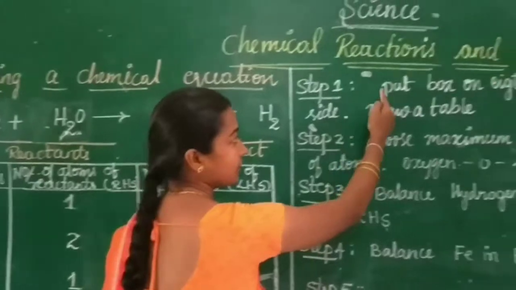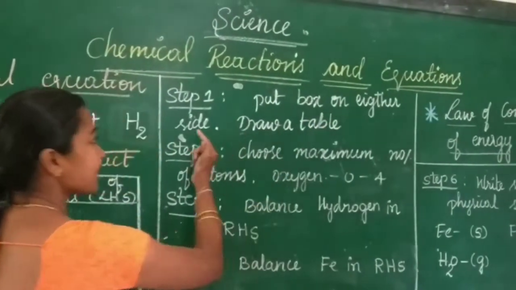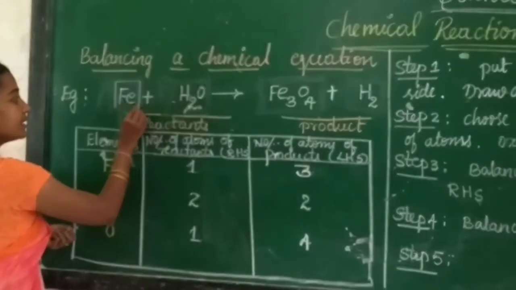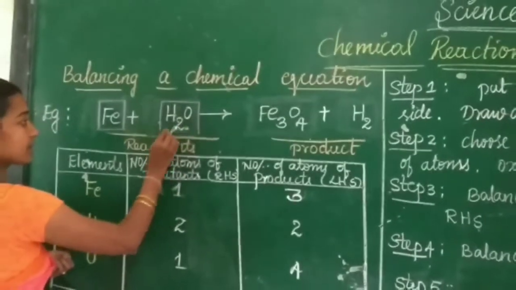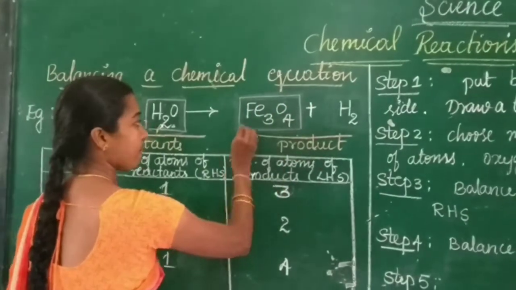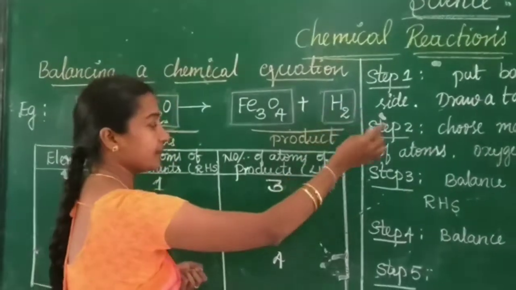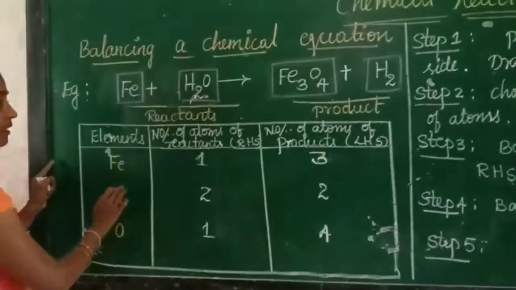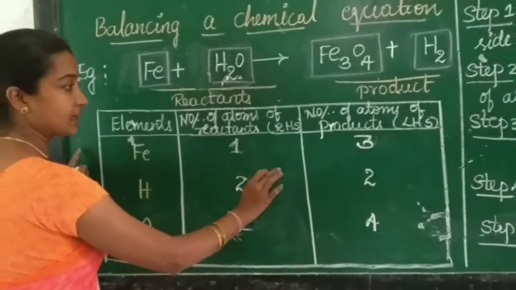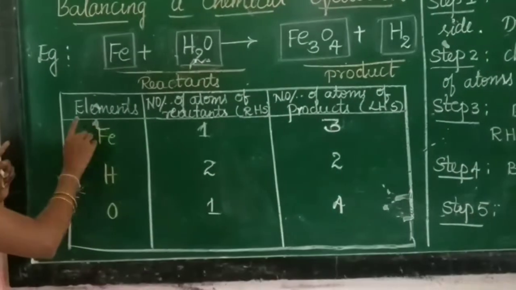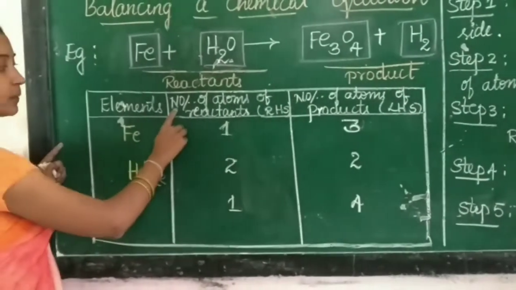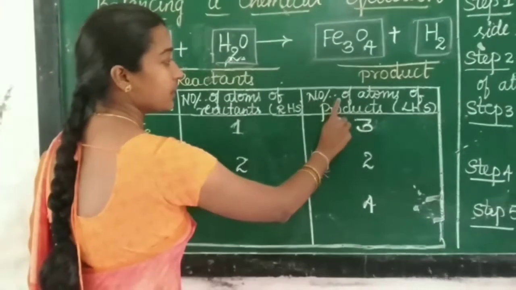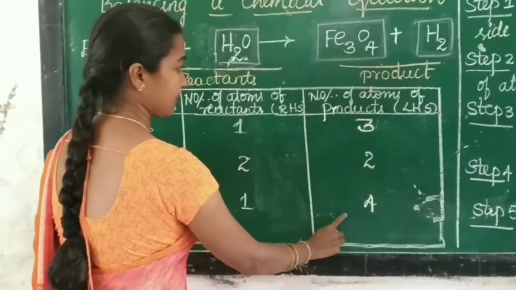In step 1, put boxes on either side of the equation like this. Next, draw a table like this. Observe here, this table contains 3 columns. The first column is the elements column. The second one is the number of atoms of reactants. The third is the number of atoms of the products.